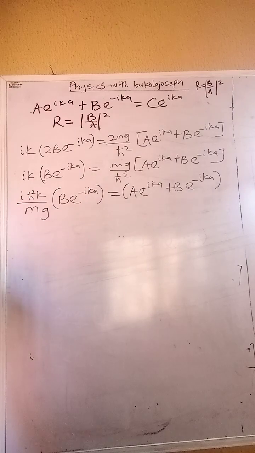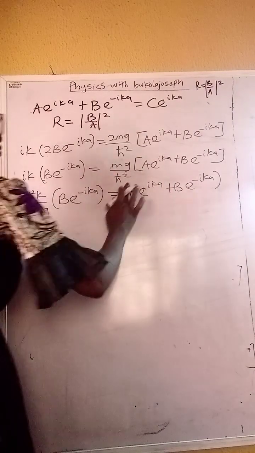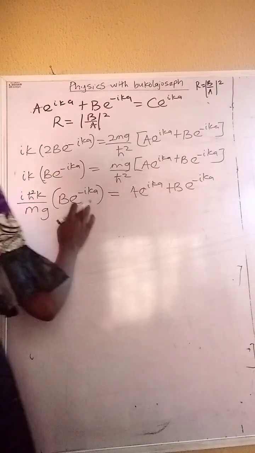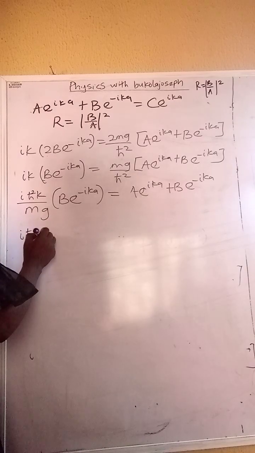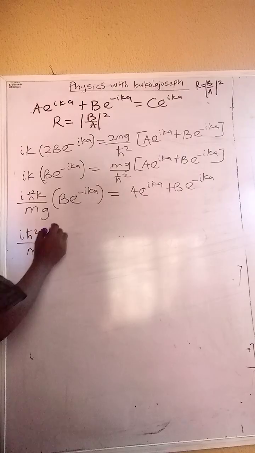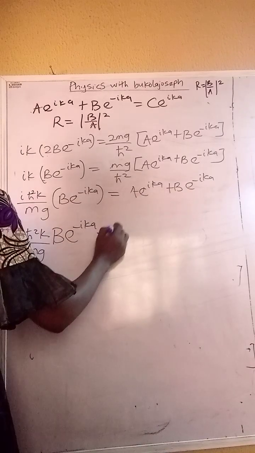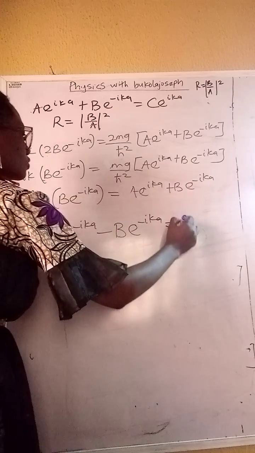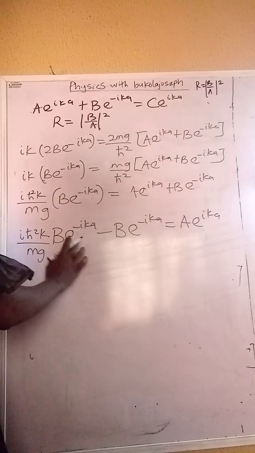So this is this. What next? Let's remove this bracket, let's move this bracket so it looks simpler. If we bring this to this side, it becomes h cross squared k over mg times b exponential minus ika, minus b exponential minus ika, is equal to what? a exponential ika. Okay, let's bring this out.